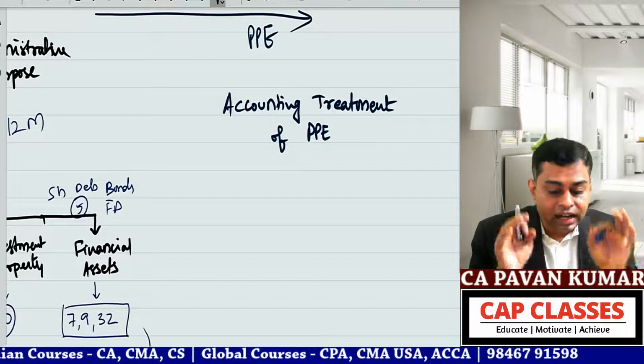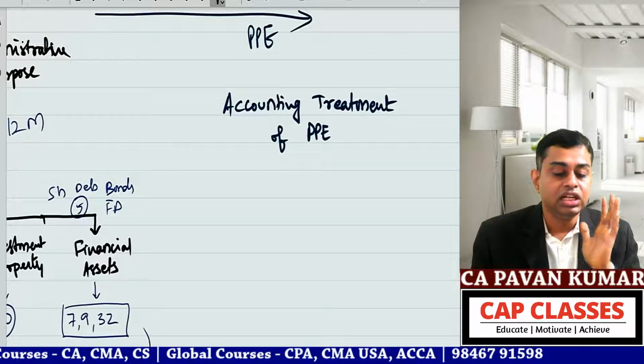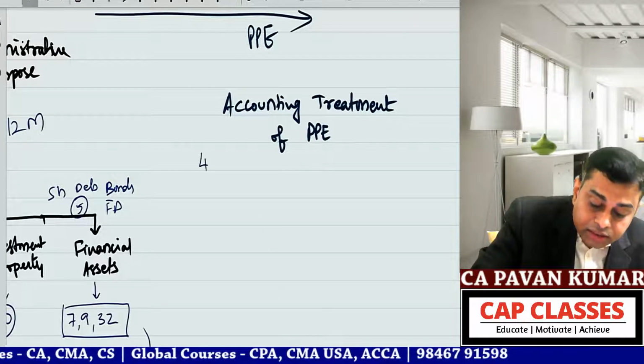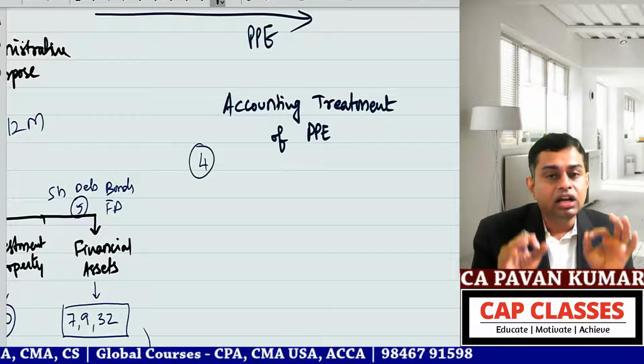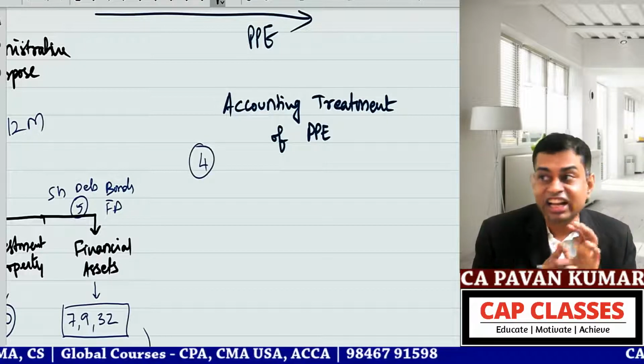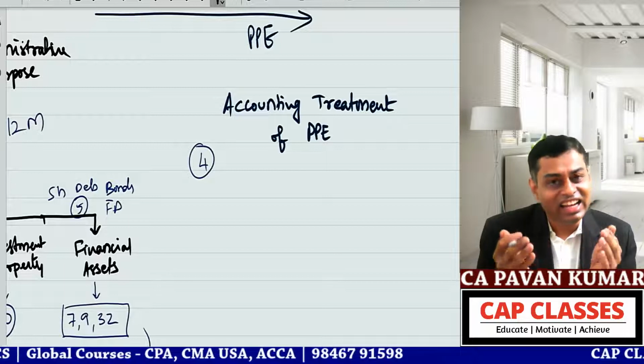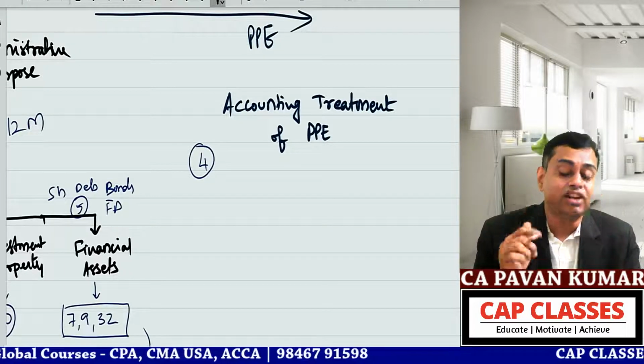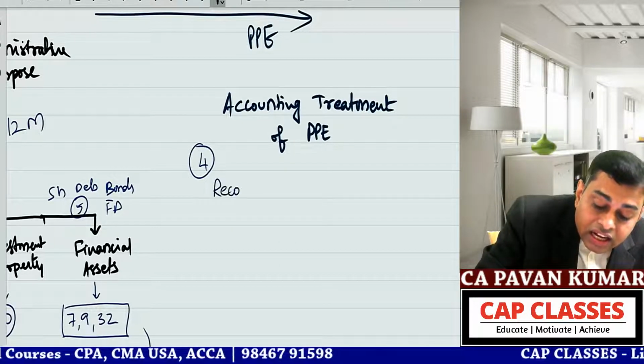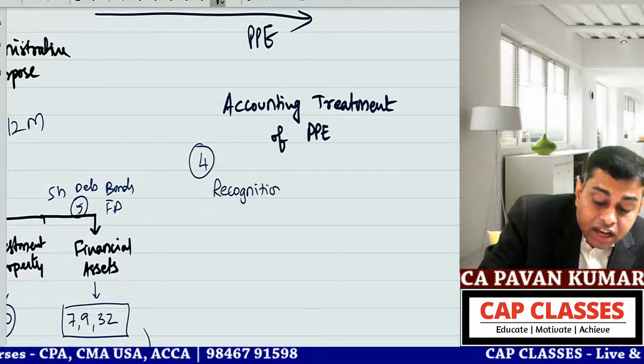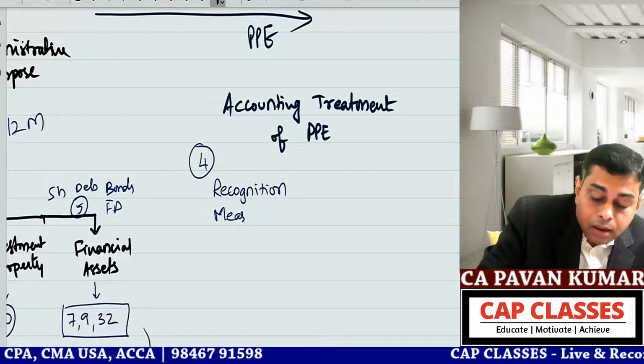Accounting standard means it deals with 4 things. It cannot deal with the 5th thing. So anything below these 4 only, accounting standard will tell you. First one is called recognition. This is called recognition principle. Second one is called measurement.